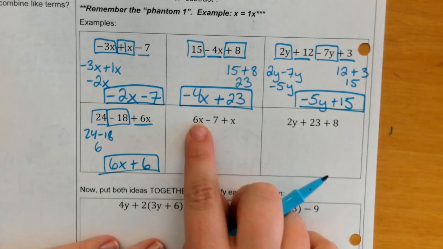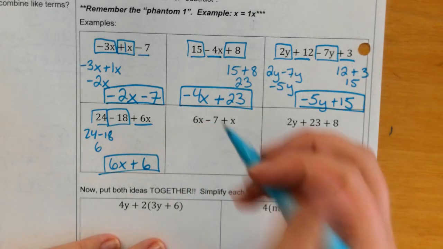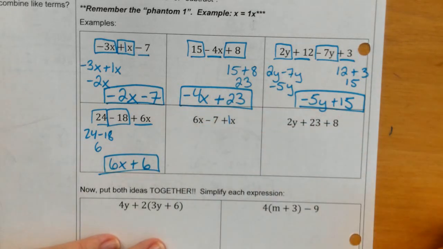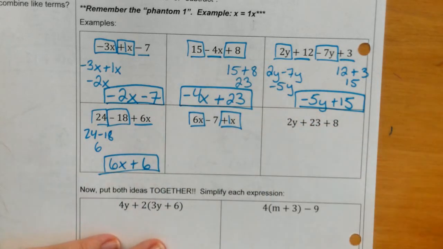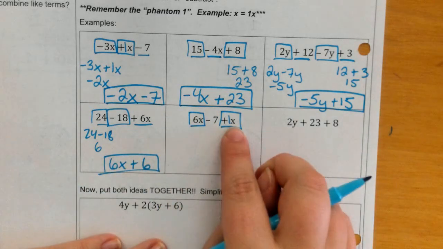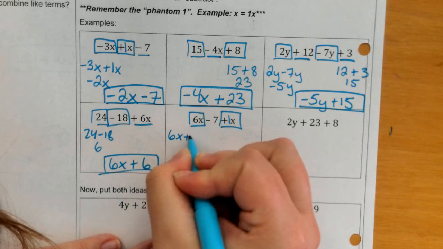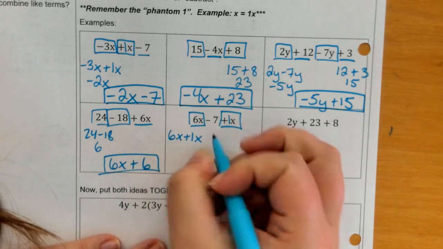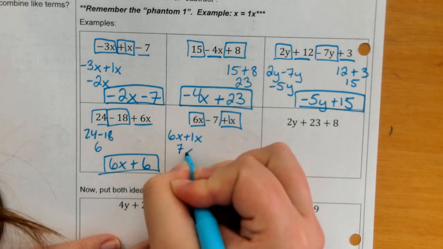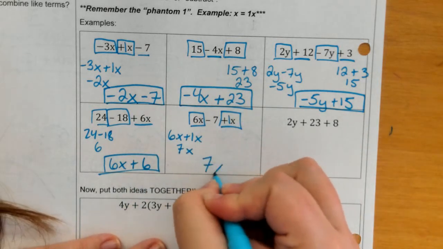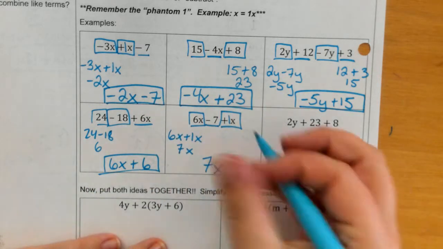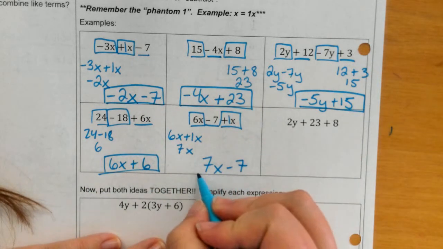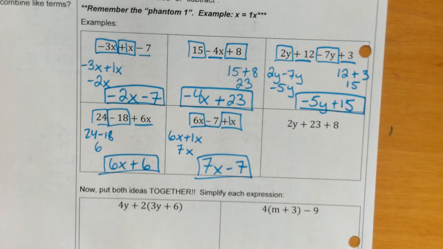If we have one like this, 6x minus 7 plus x, that ghost 1 is hanging out there. And so then if I look over here, 6x and this plus 1x are my like terms because they have x. And so over here, if I combine them, 6x plus 1x, well, that's 7x. I'm going to keep that variable. And then this minus, or this negative 7, there's no other like terms with it, so we just keep it the way it is. 7x minus 7.